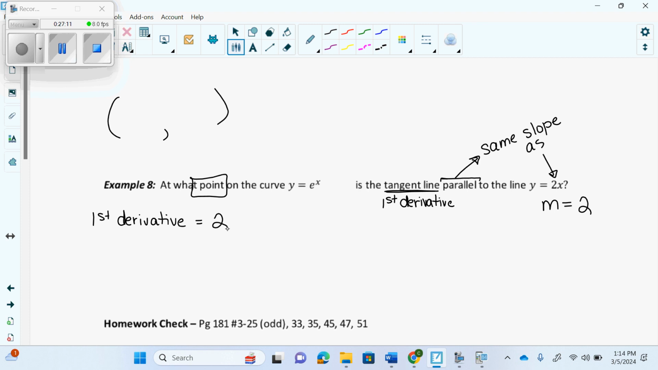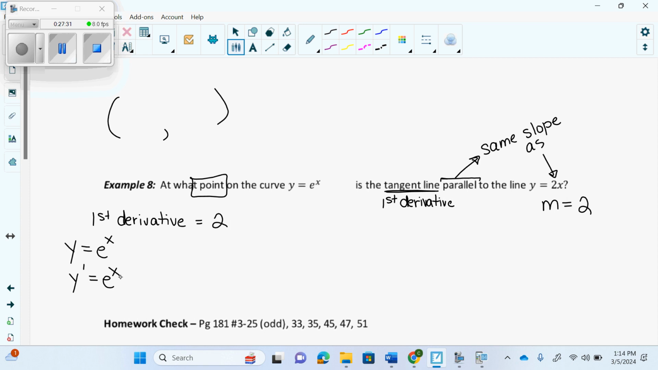So let's find the first derivative. So if we have y equals e to the x, it's not going to be rocket science. Y prime, which is the first derivative, is going to equal what? E to the x. You will learn to be very excited when you see an e to the x, because it's just itself. It's the best derivative ever.